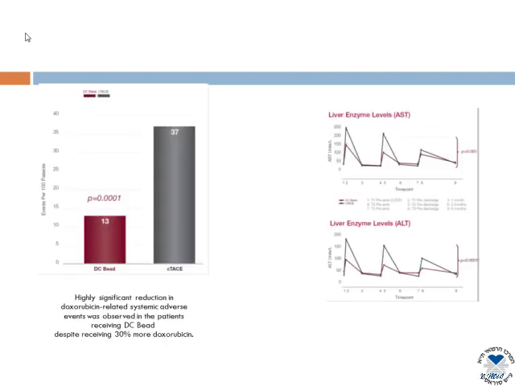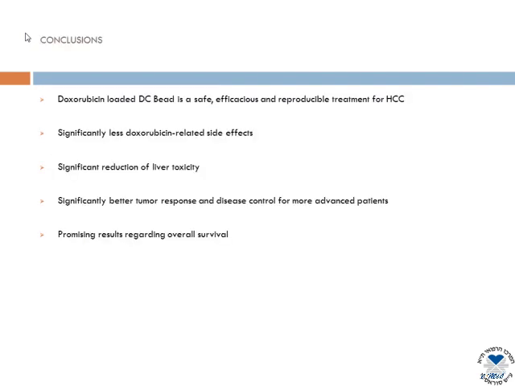So this group of patients had reduction in liver complications related to adriamycin, as depicted by AST and ALT levels, which were lower. And there were significantly better tumor response and disease control for more advanced patients. So they're offering a precision TACE for patients who are relatively in high risk.